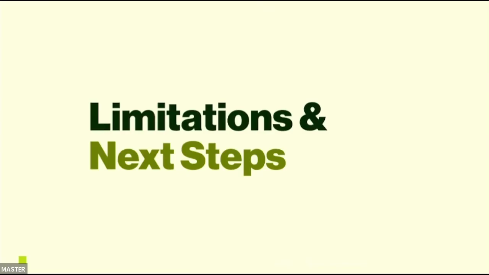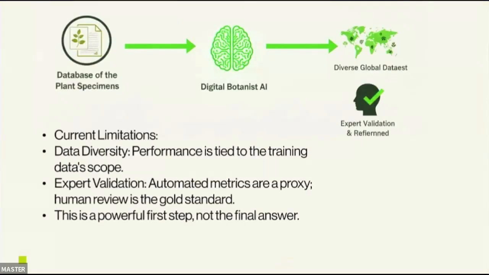However, like any scientific advancement, it's important to be transparent about the current limitations. Because it's not a magic bullet. Our model's knowledge is currently limited to the plant families and conditions presented in training data. So to truly scale, it needs to see a wider variety of life from across the globe.